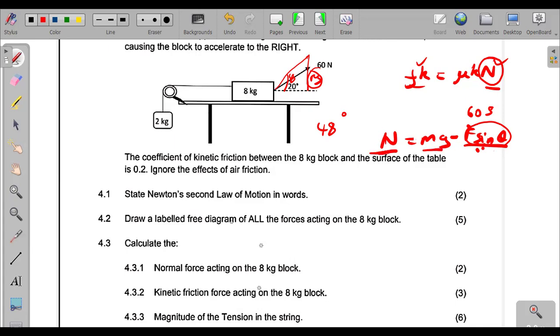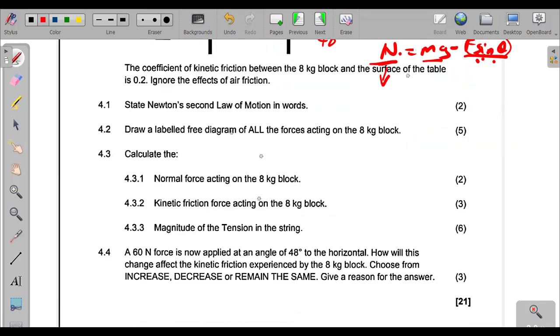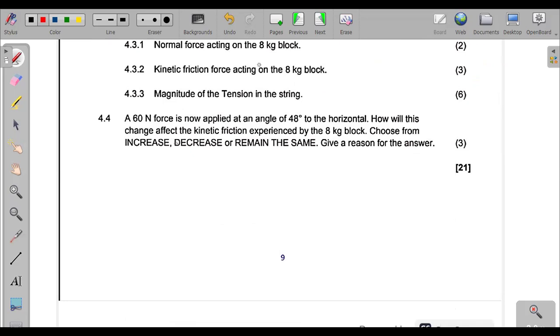So if this value increases, it means normal force will decrease. And when normal force decreases, apparently Fk will also decrease. So that's why we are saying Fk decreases. And our explanation, giving a reason, is that an increase in sine theta results in an increase in the vertical component of the applied force, right?